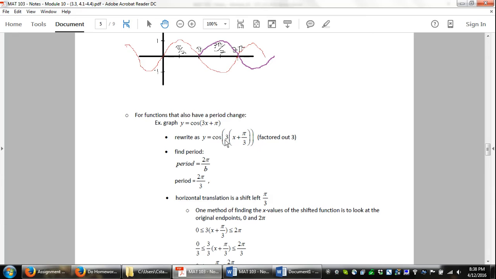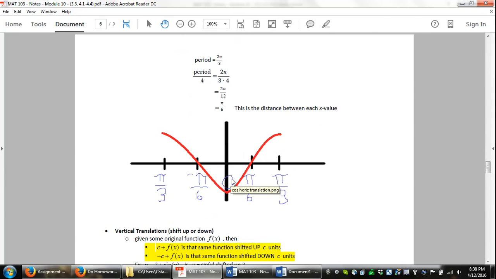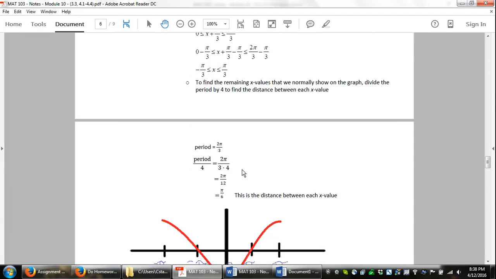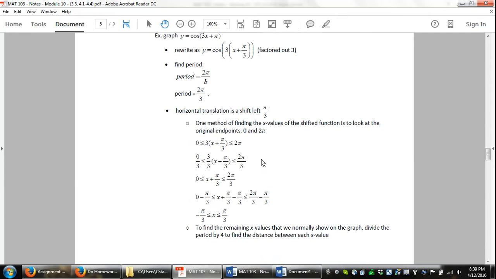Period we talked about in section 4.1. The phase shift is what we're talking about right now. This plus pi over 3 would shift us to the left pi over 3. Please tell me I've got that written. Yes, I do. Okay. My basic graph of cosine normally starts at 1. What I did is I took that value and I shifted it over pi over 3 to the left. In order to find these intermediate values, I've got these instructions. They sound kind of crazy.